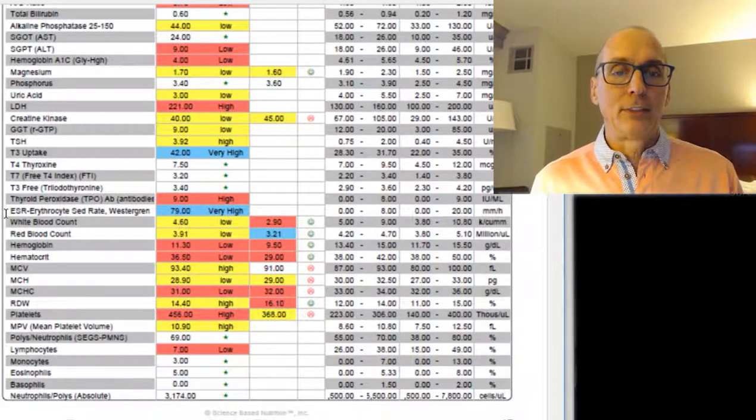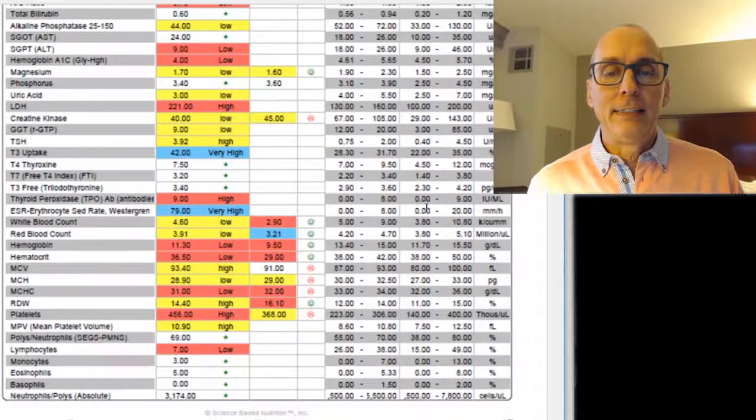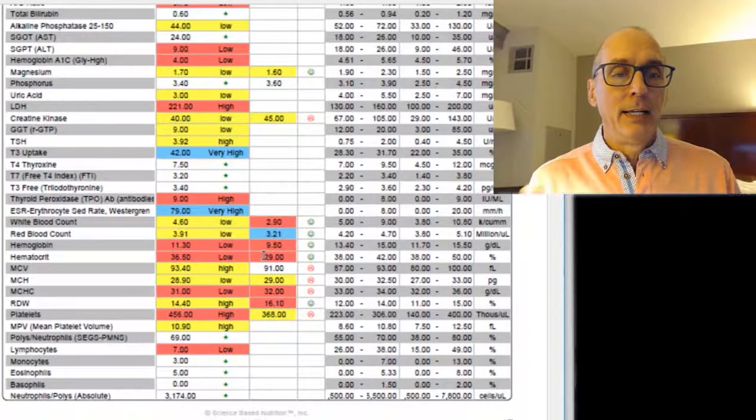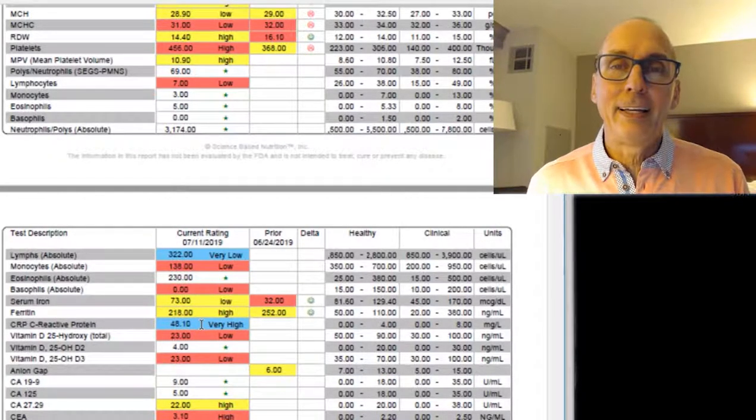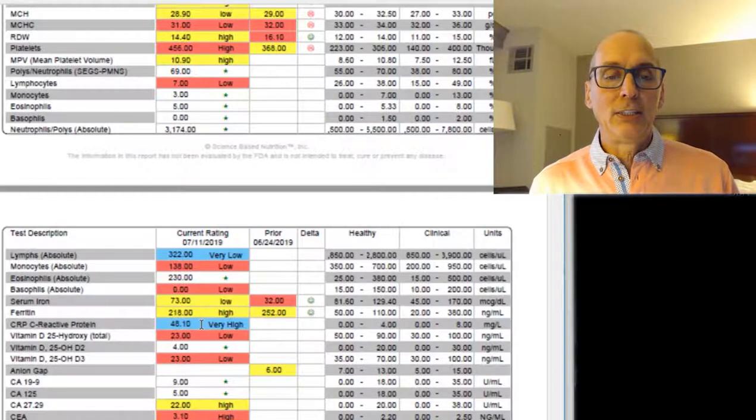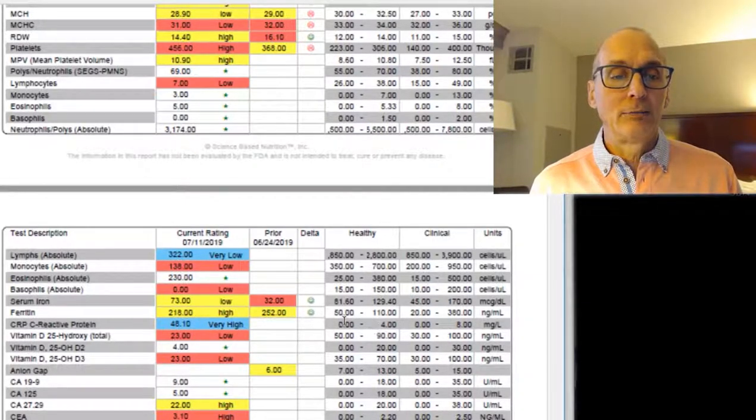Wow, that's incredible. 79 is extreme inflammation. Clinically, it should be less than 20, as you can see here. I want it to be less than 8. And she's got anemia. And moving on down, she's got some other things going with her CBC. Her CRP is also screaming high at 48. Her range is supposed to be less than 8. Now we want it to be less than 4. And hers is at 48.